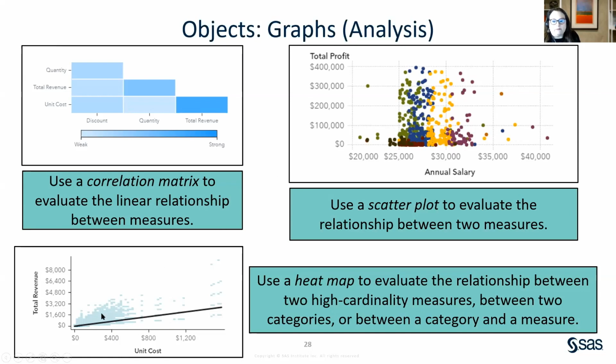We have a heat map, and a heat map is great when you have high cardinality measures. Cardinality means that there's a lot of distinct values. So something like ID would have high cardinality. Maybe retail price could have high cardinality if it's actually looking at every single retail price, not the sum of the retail prices. Here we're looking at total revenue and unit cost, lots of distinct values, so it's going to use the heat map to display that information. We can also use a category in here as well.